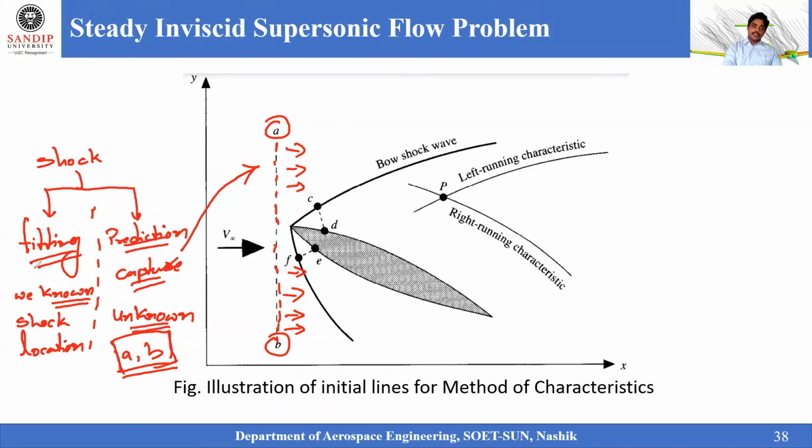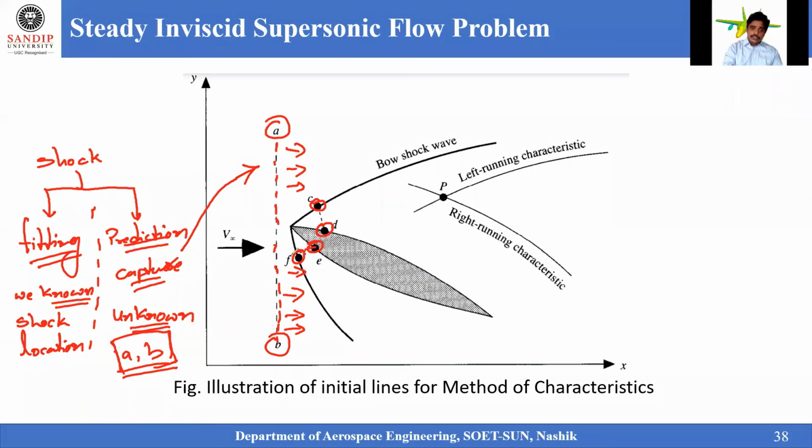Whereas in the fitting approach, I should know exactly where the shock is located. That means the points C, D, E, and F should be initially known to me. Then only can I fix where exactly the shock wave will occur.